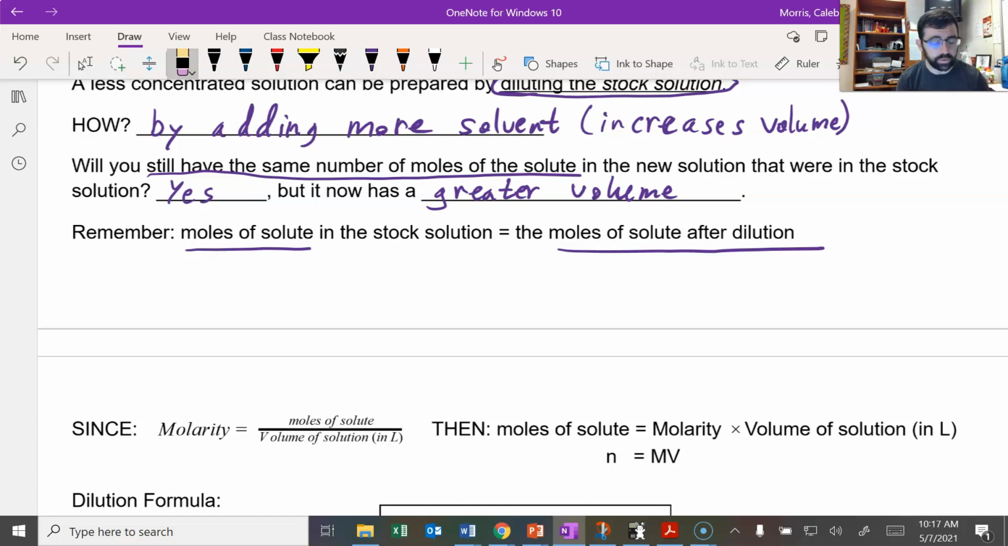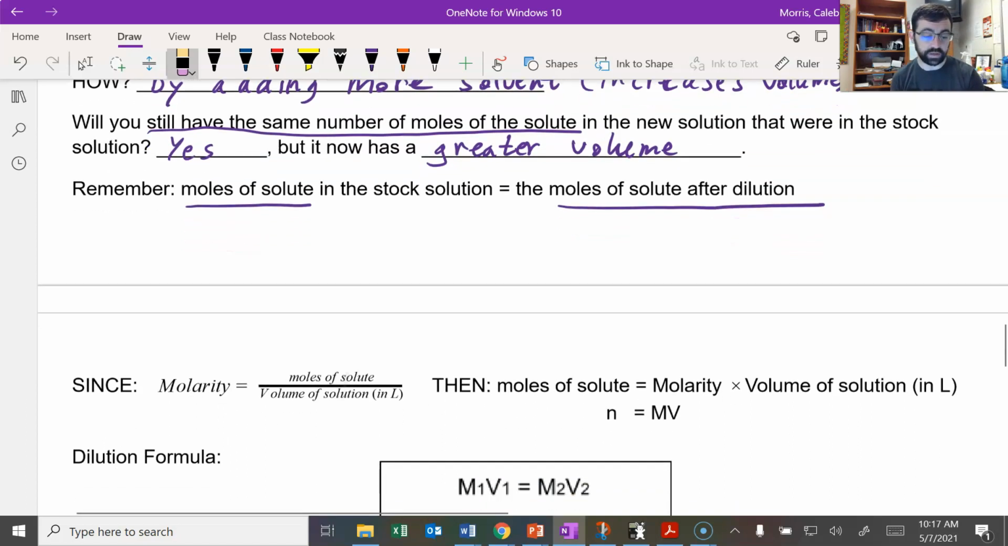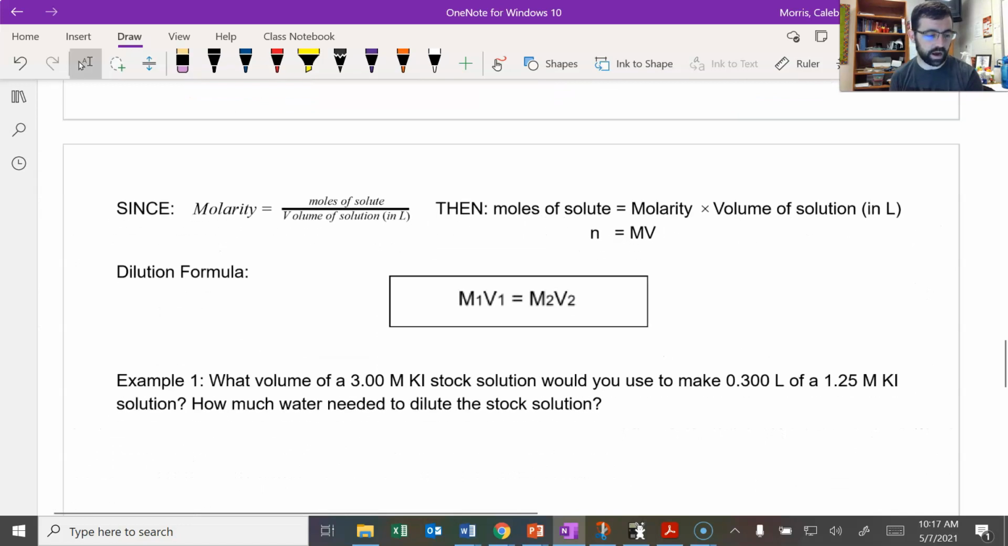Also, keep in mind we can do the inverse of this, where instead of diluting it by pouring more water in, we could evaporate the water off. So we could boil it and get some of the water out. That would be reducing the volume, which would increase the concentration. So you can do the inverse. You could boil water off.